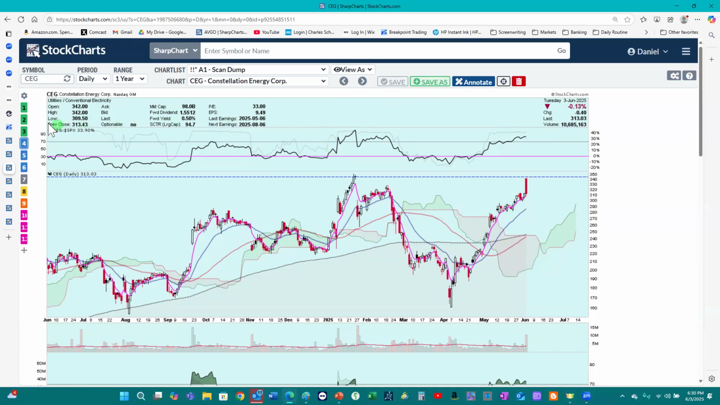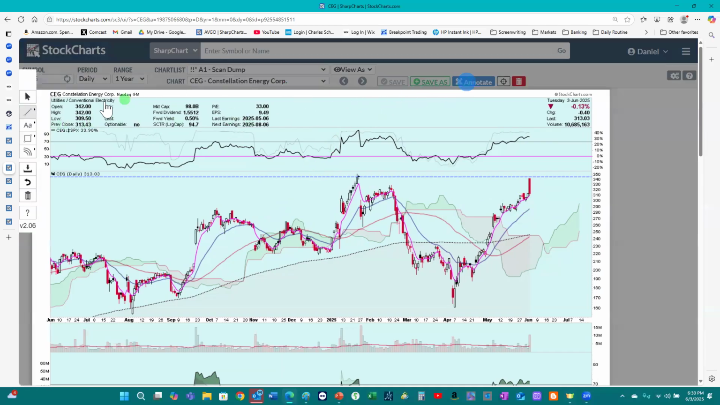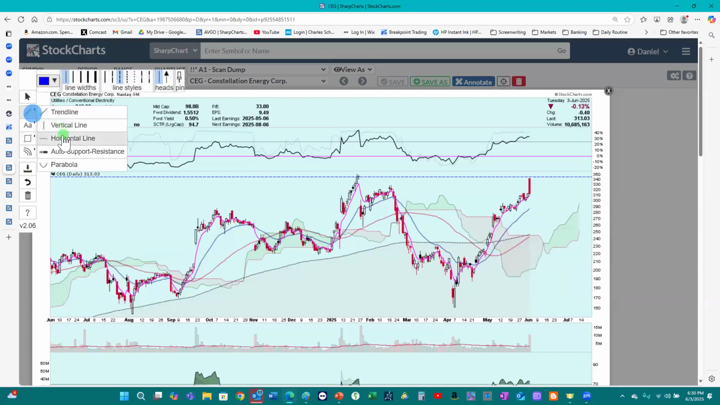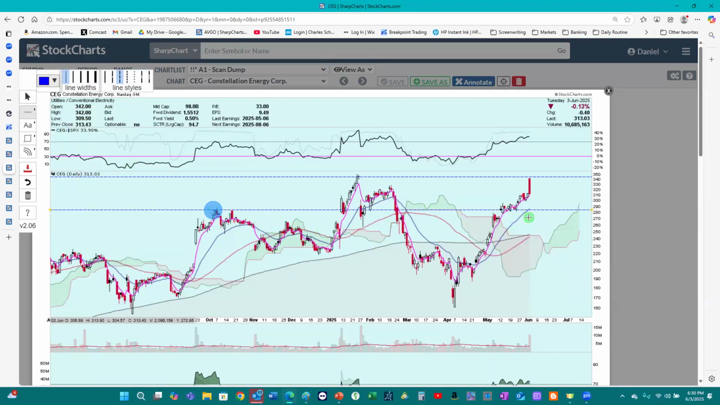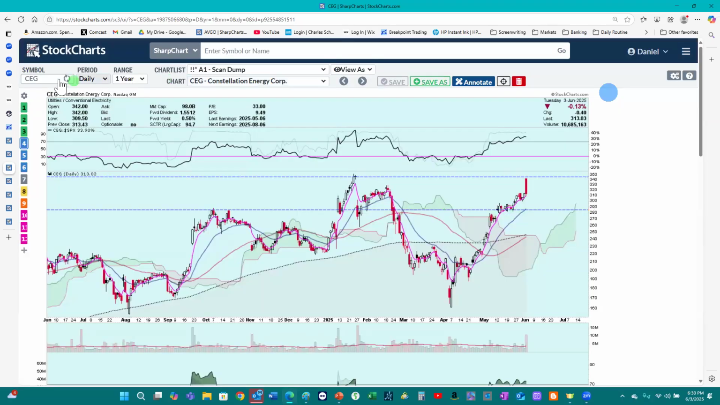Let's put one more line in here, right here, this support level. So there's the other support level, which is right at the 21. So that right there should be pretty solid support if it gets down there to about 285. End of the day at 313. All right, so that's CEG.